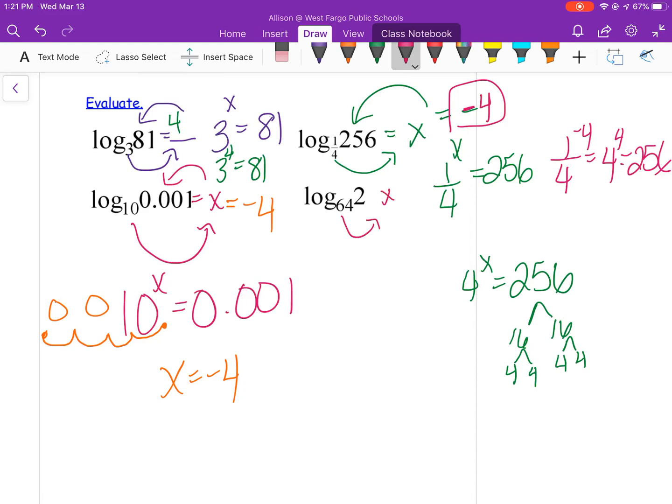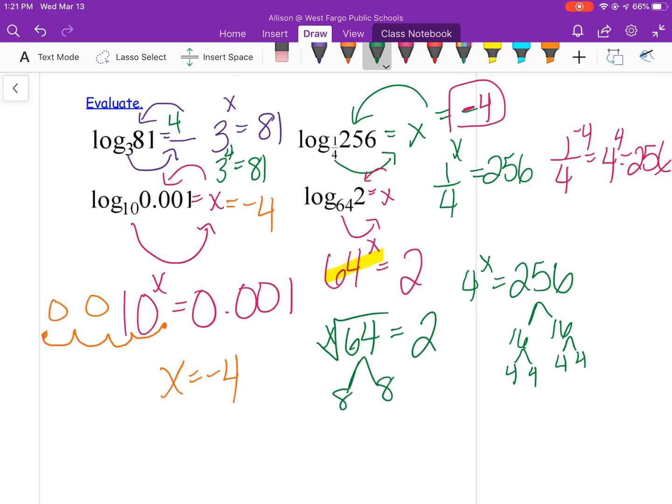64 to what power equals 2? Well, since I'm going from a large value to a smaller value, that means I have to think roots. It's like, what root of 64 equals 2? Remember, I can go back and forth between exponents and roots. So if I break down 64, that's 8 and 8. How many 2's do I need here? How many 2's is 64, is what I meant to say. So 1, 2, 3, 4, 5, 6 2's.